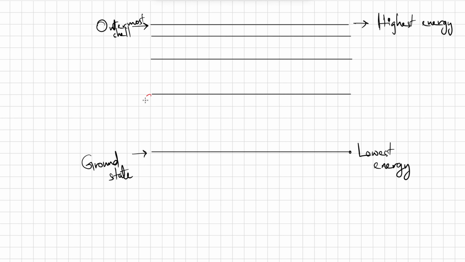Let's say the energy difference between these two levels is 5 electron volt, just a random number. The energy difference between these two energy levels, let's say 3 electron volt. The energy difference between these two, let's say 2 electron volt. Energy difference between these two, 1 electron volt. So these are the energy levels of an atom in a metal. Let's consider an electron that is initially at the lowest energy state, in the ground state. So that's our electron.